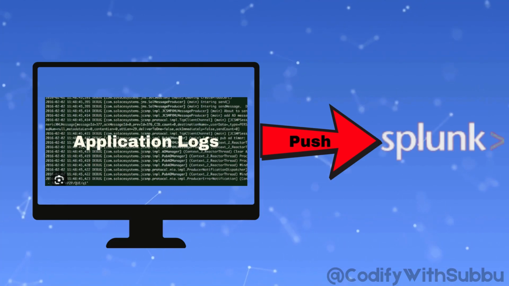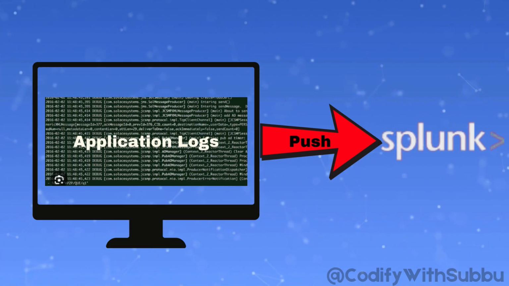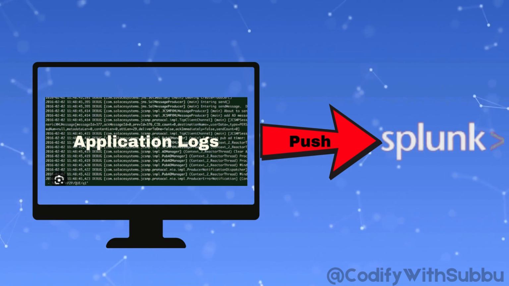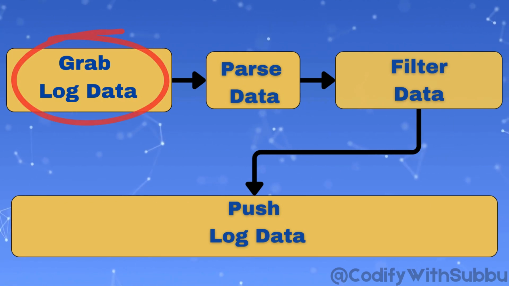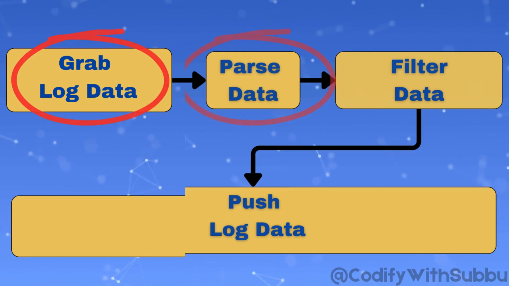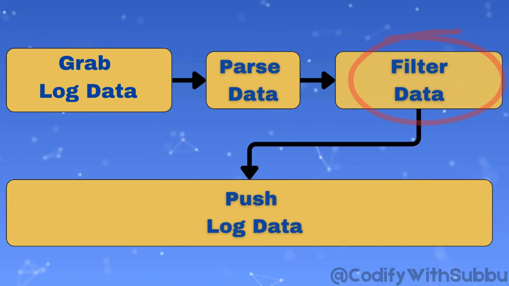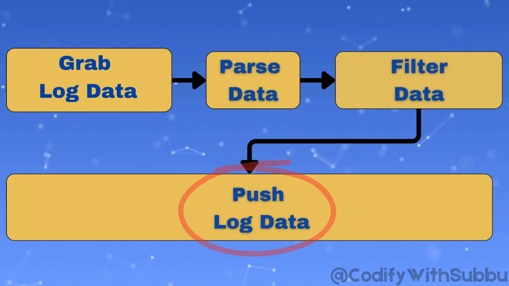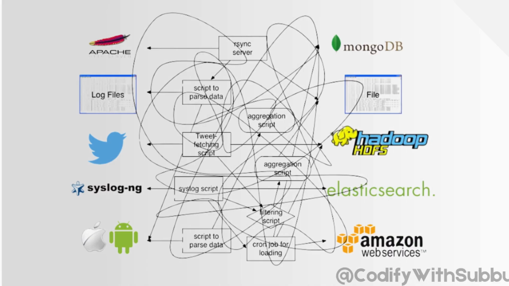In a non-Fluentd world, how are the logs collected? Let us say we want to push our application logs to a monitoring system such as Splunk. We will have to build a couple of scripts. A script to grab the log data, another script to parse the data, a script to filter data such as masking and aggregation, and finally a script to push the log data to the backend system.